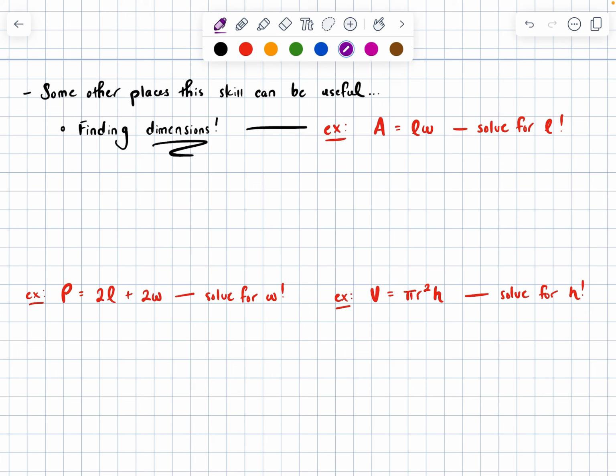So like for our first equation here, this is the area of a rectangle. Area is equal to, well, if I take length and I multiply it by width, I'll get the amount of space that my rectangle covers. But what if I want to find the length and I know the area and the width? Well, how could I rearrange this equation to get it to a place where length is defined in terms of the area and the width?